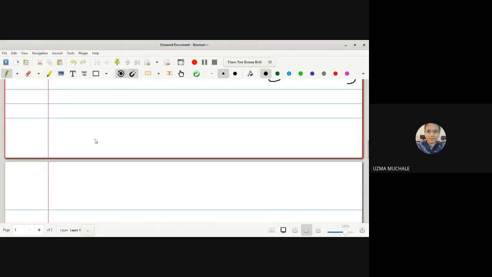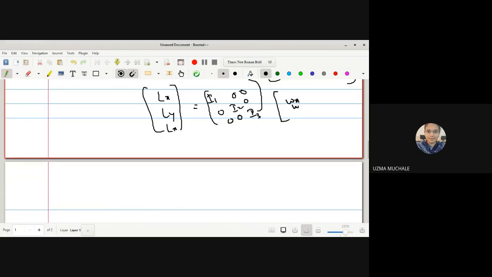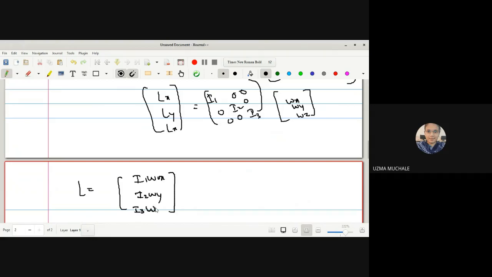So the equations become, what will be the equation? Here we can write Lx, Ly, Lz is equal to that matrix with I1 0 0, 0 I2 0, 0 0 I3, multiplied by Wx, Wy, and Wz. Now after multiplying these two, we get L is equal to I1 omega x, I2 omega y, I3 omega z.